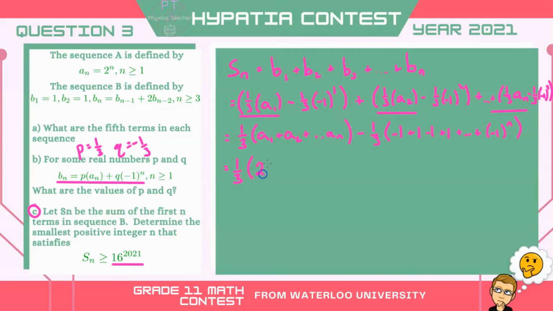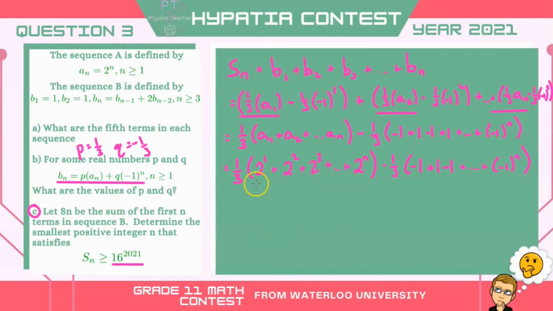All right, let's continue this a little bit further, because we know what A1 is. A1 is 2 to the power of 1. A2 is 2 to the power of 2. A3 is 2 to the power of 3, and so on all the way up to An, which is 2 to the power of n. And then we still have this minus 1/3 of -1 plus 1 minus 1, all the way up until -1 to the power of n.